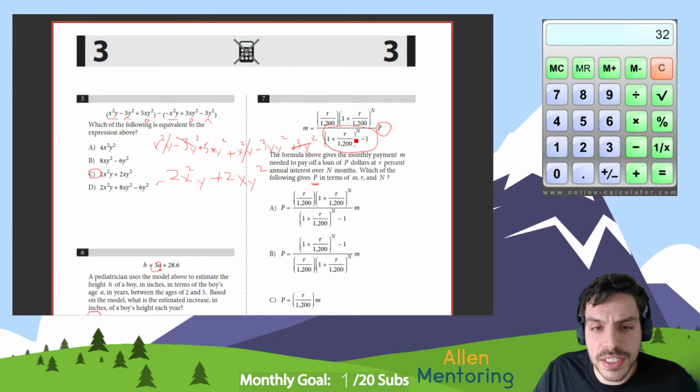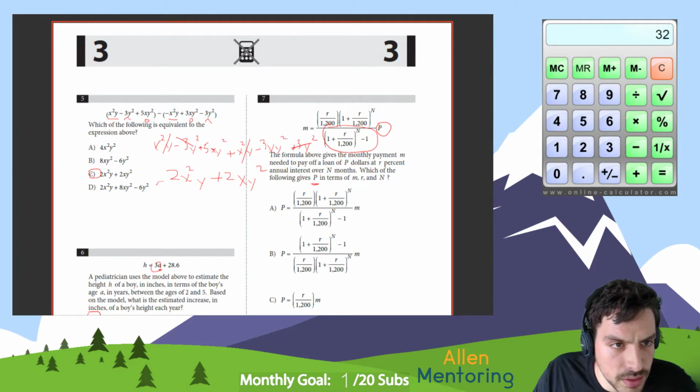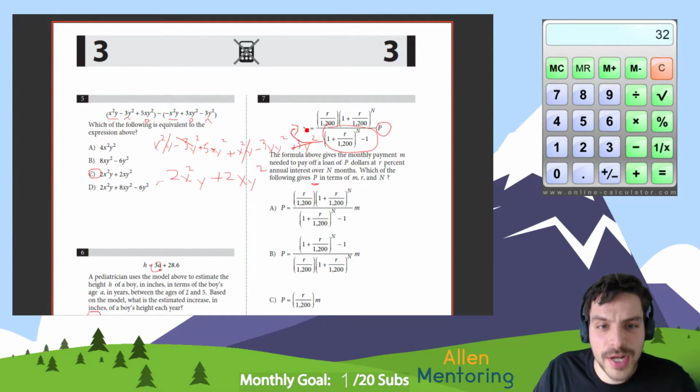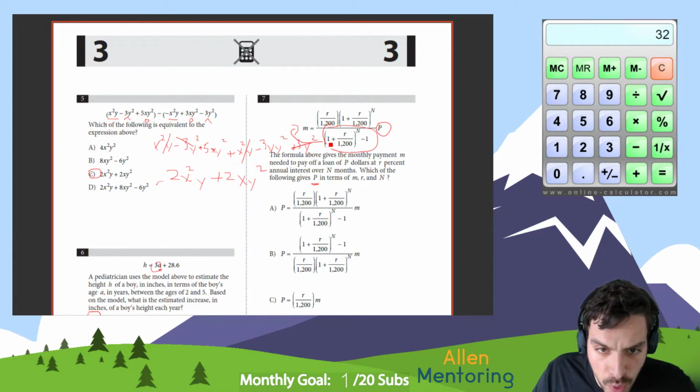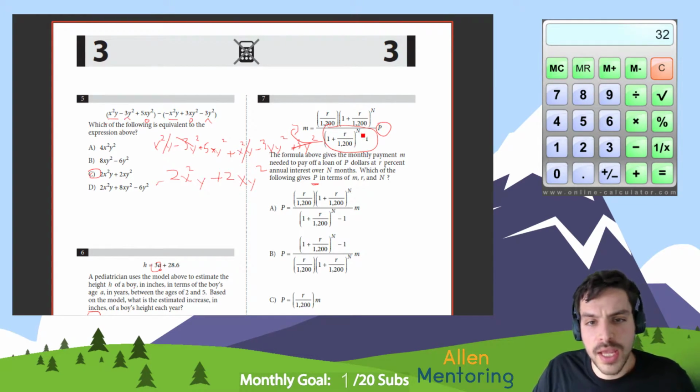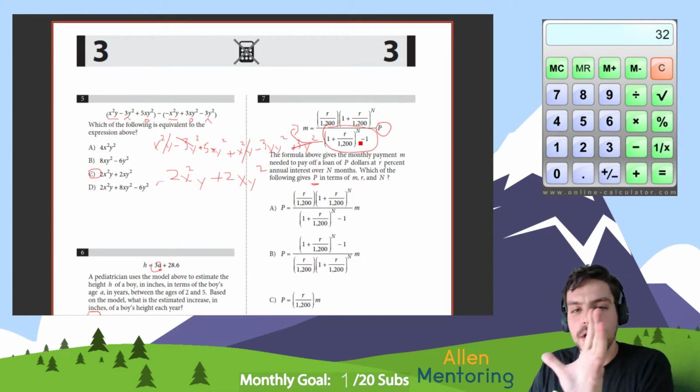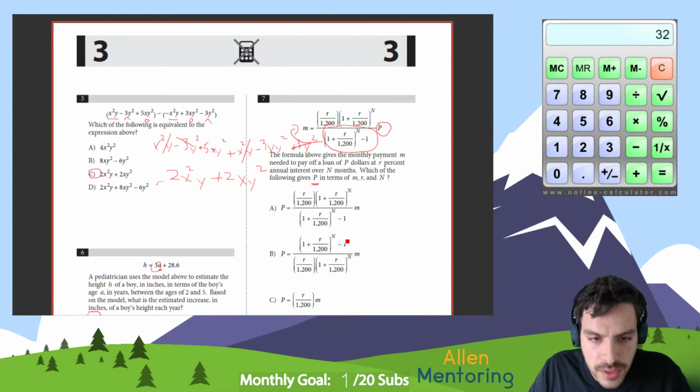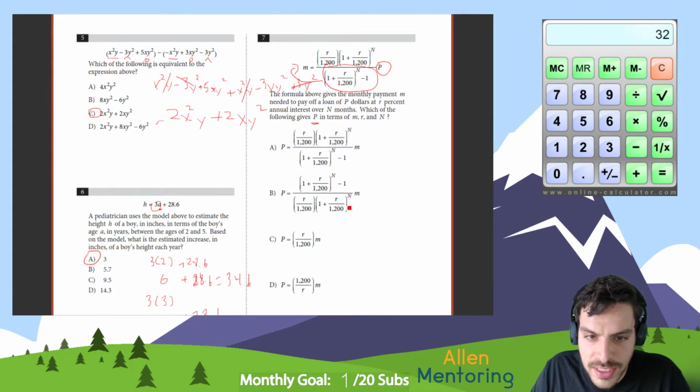So we want to see this thing being multiplied. Oops, what the heck did that do? Wait a minute. Okay. We want to see P being, you want to multiply that denominator and put it next to M. Okay, so what we want to see is 1 plus R over 1200 to the n minus 1, this entire denominator just being multiplied by M. So let's go to our answer choices and see which one is that.